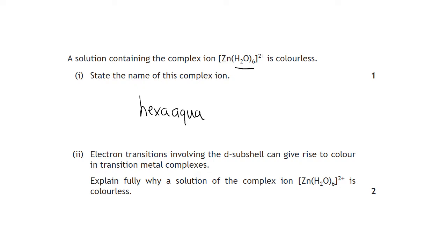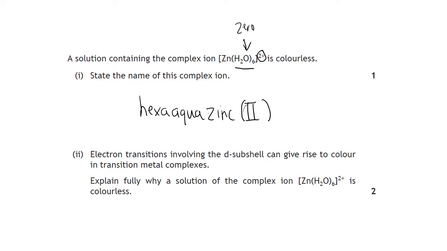Now, this complex is positive. When a complex is positive or neutral, the metal keeps its name. So it's hexaaqua zinc, but we need Roman numerals, something in brackets, to tell us the charge of the zinc. Now, water has zero charge because it's neutral, which means that this plus two is all coming from the zinc. So that is hexaaquazinc(II).